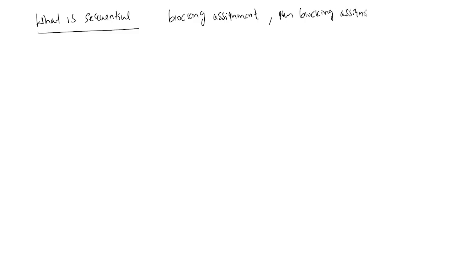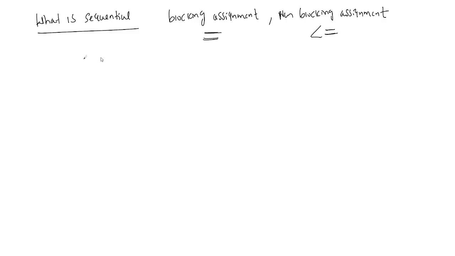What is sequential means, there are two assignments: blocking assignment and non-blocking assignment. If you attend any interview, they will ask what are blocking assignments and non-blocking assignments. The symbol for blocking assignment is equal to, and non-blocking assignment is less than or equal to.